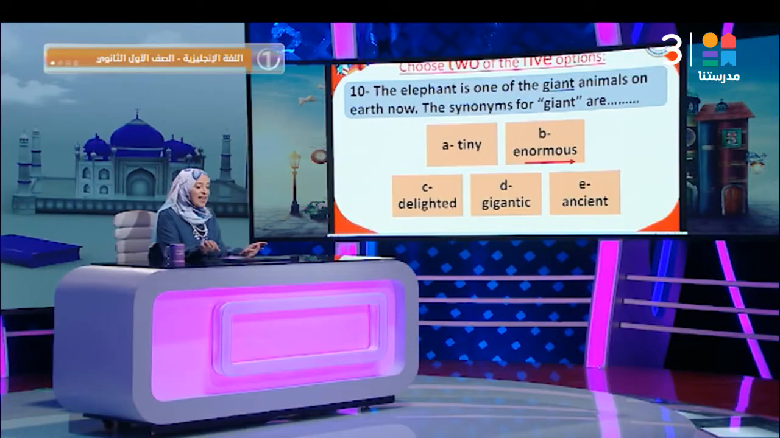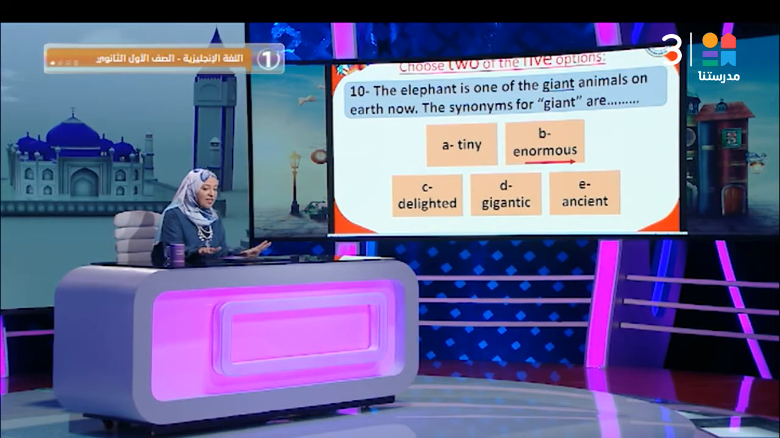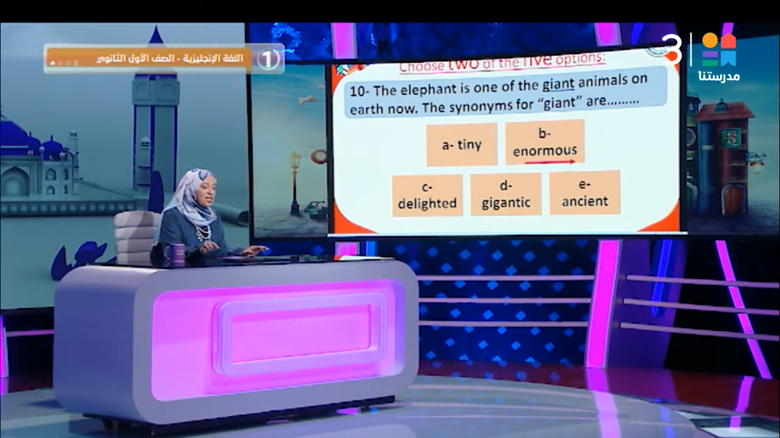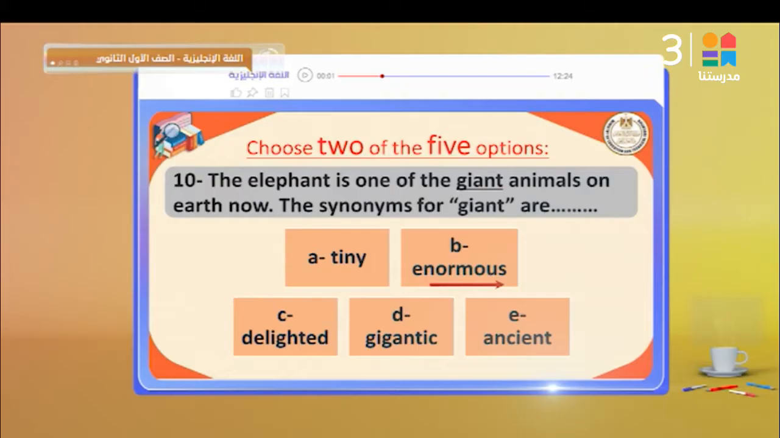Question number 10. The elephant is one of the giant animals. What's a giant? It means enormous, a very big animal. Okay, so I want another word with the same meaning as giant. Enormous, huge, very big. We have another word here. Tiny, tiny means very small. Delighted means happy. Ancient means very old. So it's the word gigantic. Gigantic means enormous or very very big.